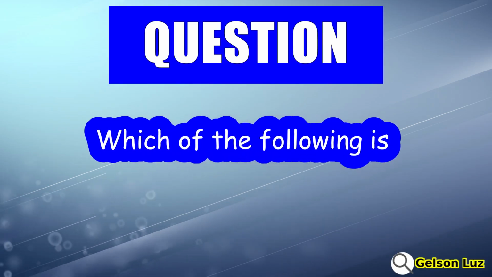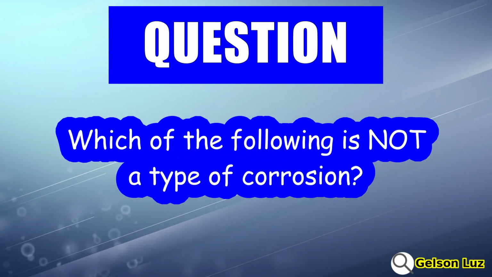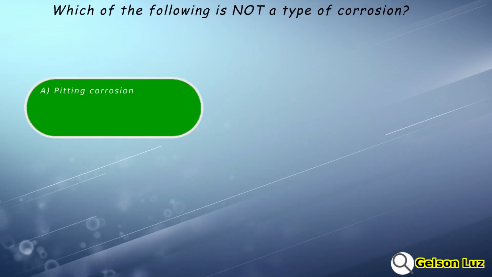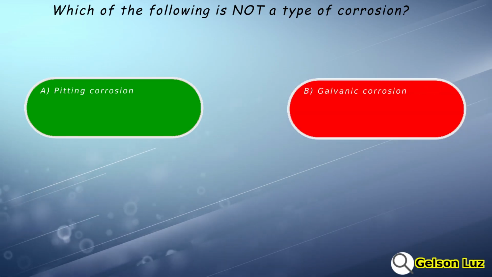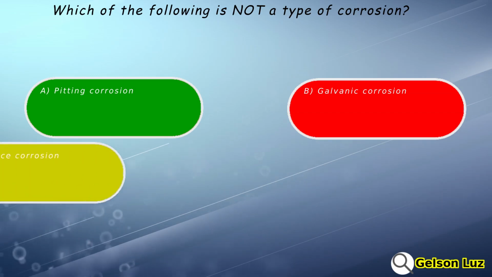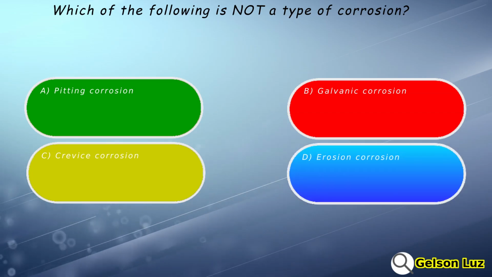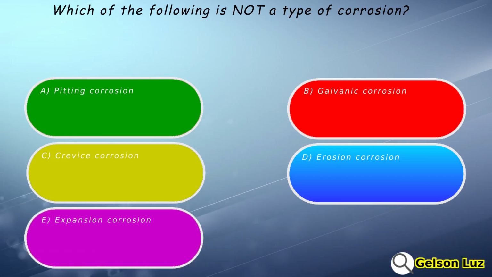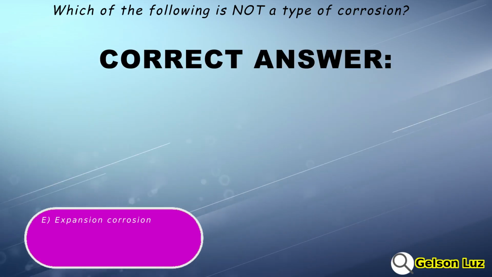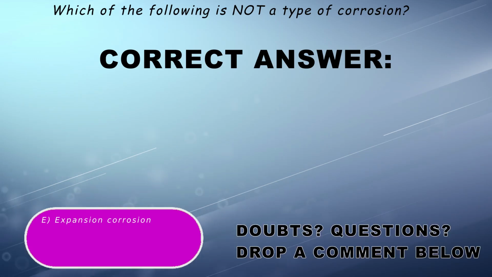Which of the following is not a type of corrosion? A. Pitting corrosion. B. Galvanic corrosion. C. Crevice corrosion. D. Erosion corrosion. E. Expansion corrosion. The correct answer is expansion corrosion.